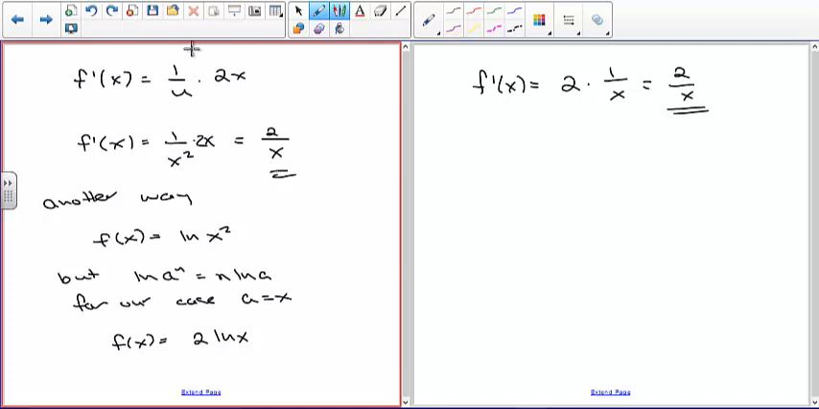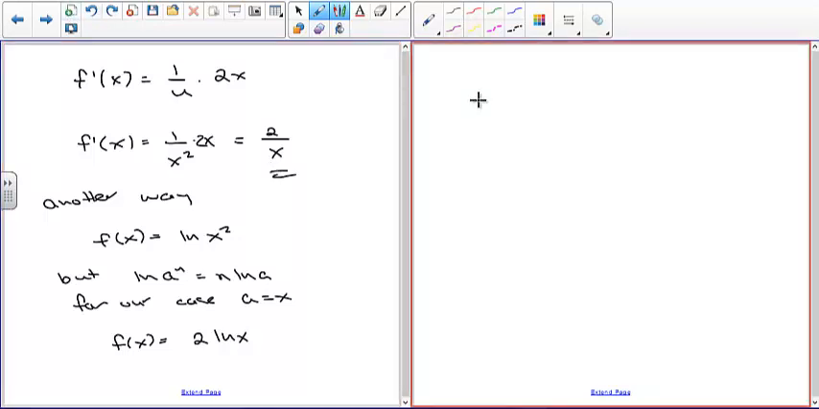Now, I didn't plan on doing that. So let's look at another example where I can't do that. So let's say it's the natural log of x squared plus 1. In this case, I can't take the exponent out because the exponent is only applied to one term in the parentheses. So again, I'd have to use the chain rule.